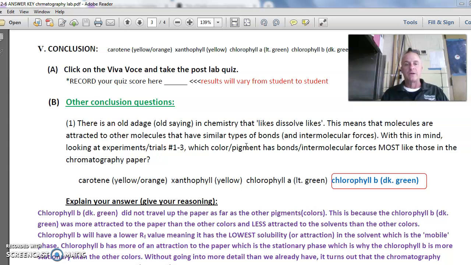Partial charge. Molecules that have that force, that pull on them, will attract other molecules that have that pull on them.